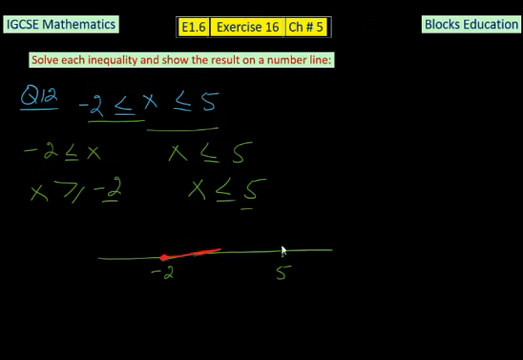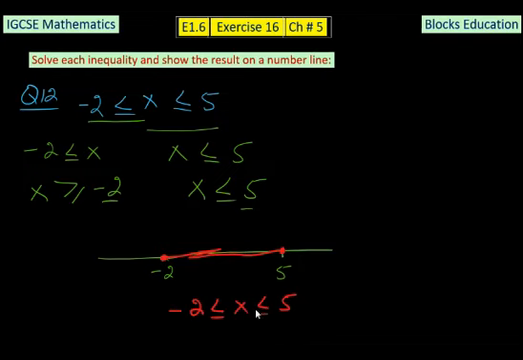And in here it says positive 5 is also included, so you have to make it a dark circle. And it says x is less than or equal to, it means you have to move towards the left of 5. So this is what it is. It means that x is bounded between minus 2 and 5. If you write it in inequality signs, you write minus 2 less than or equal to x less than or equal to 5.